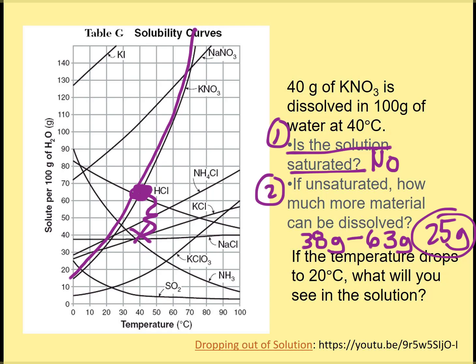Okay, let's do the third question here. If the temperature drops to 20 degrees Celsius, what will you see in the solution? So we're right here at the X, and it's going to drop to 20.